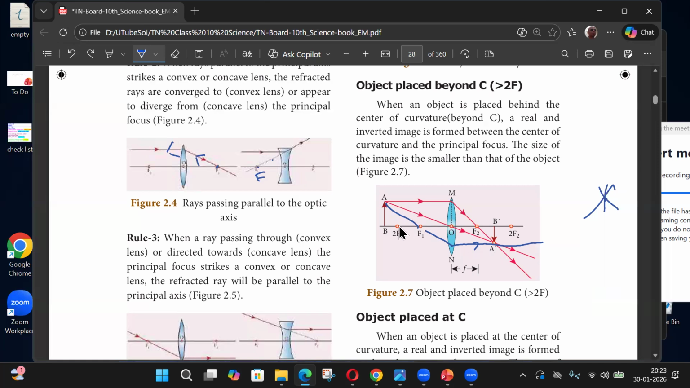Similarly, I take two rays from B. One is through the optical center straight. And the second one, you want to take the second one. What you can do is you can take a middle point, say C, and do the same thing. One parallel to the principal axis. You apply the same rule. It will pass through this focus and go like this. Another one from here, pass through the center, go undeflected and come and meet here.